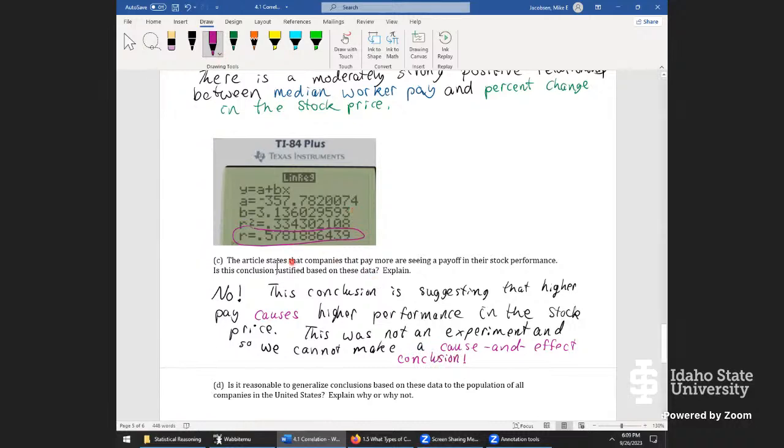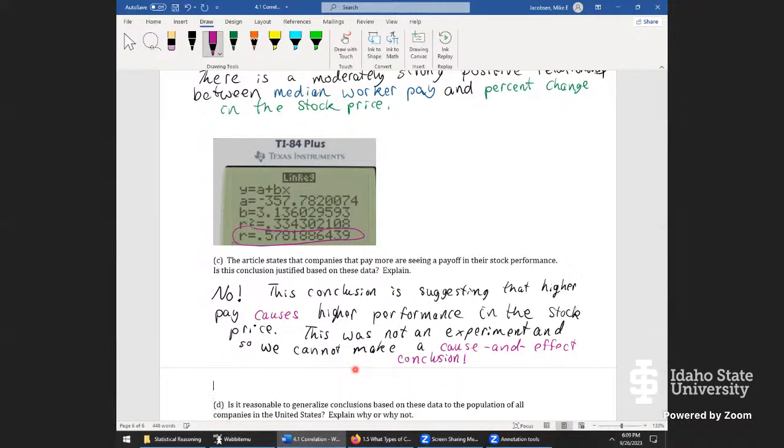So that was the danger with this statement right here. Any questions or comments at the moment? Okay, I wanted to add something extra to the notes here. What should the conclusion have been then? If this conclusion, companies that pay more are seeing a payoff in their stock performance, cannot be made because they never actually devised an experiment, what conclusion could they actually make?